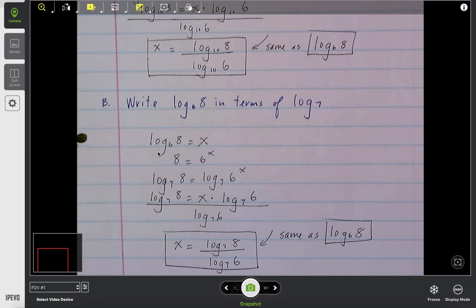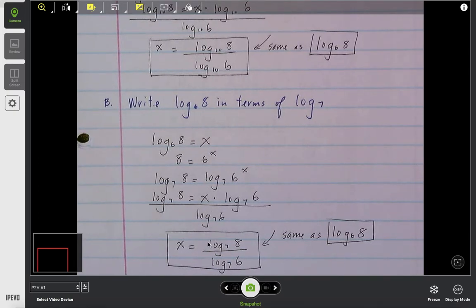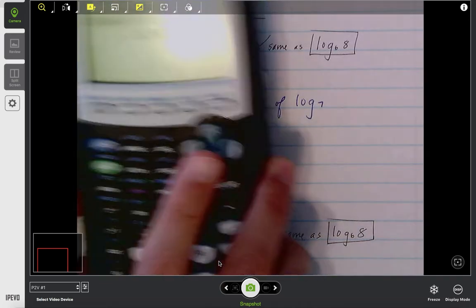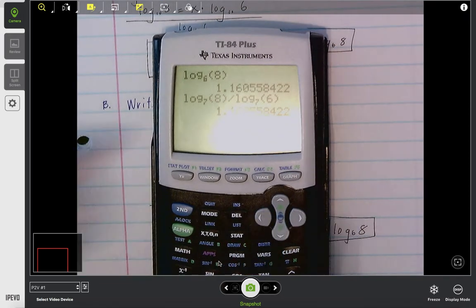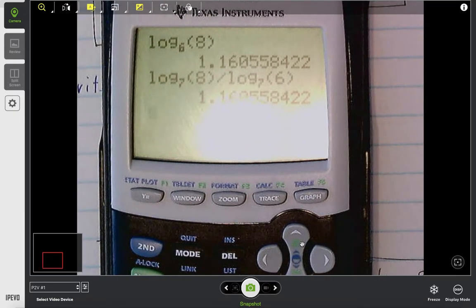If you just take a look at the algebra here, of course, you can pause this video if you choose, but the algebra is identical, and so you end up with, I can write log base 6 of 8 as log base 7 of 8 divided by log base 7 of 6. That's that change of base formula. So my argument is that finding log base 6 of 8 is the same as finding this ratio, and here's some calculator proof supporting that point.